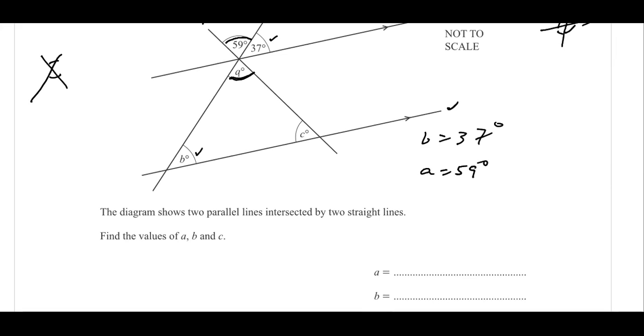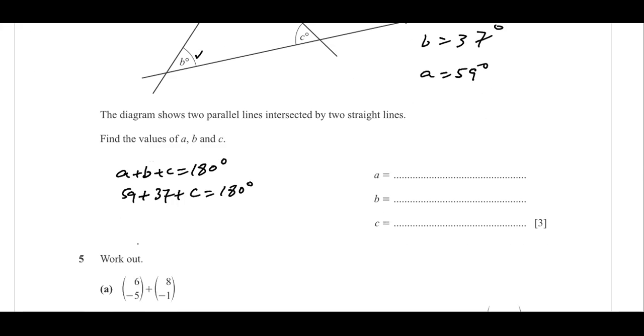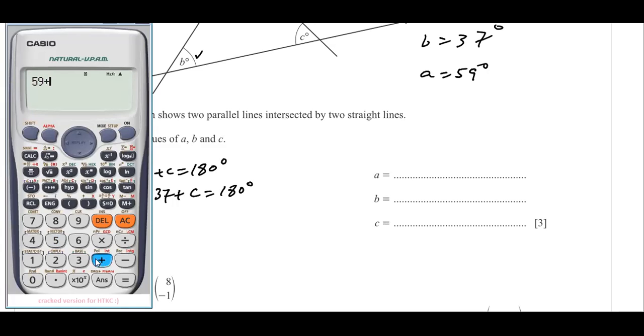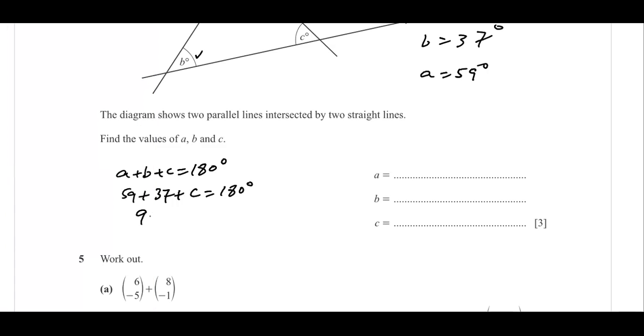For C, if you add A, B, and C, it should give 180 degrees. So what is A? A we already found is 59, plus B is 37. So what will C be? C we have to find. So from here, calculate them. 59 plus 37 makes 96. So 96 plus C is equal to 180.